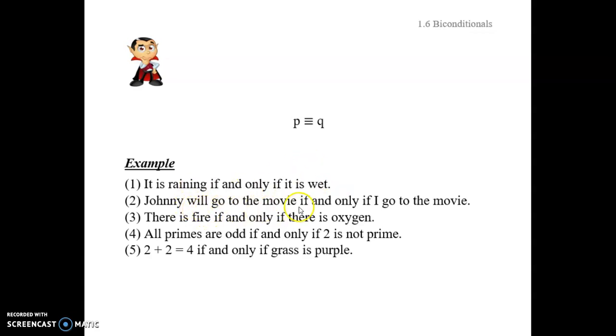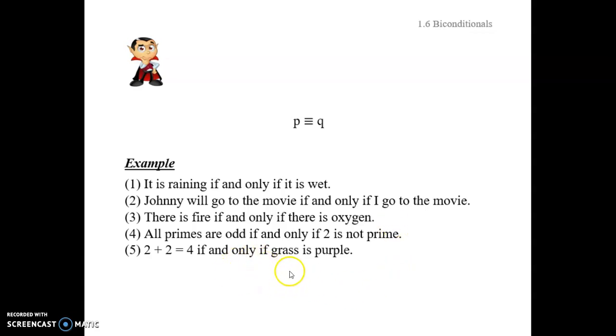Johnny will go to the movie if and only if I go to the movie. It's hard to tell whether that's true or false because we don't know anything about you or Johnny and what arrangements you may have made with one another, but this is nonetheless an example of a biconditional, and notice it has the if and only if. There is fire if and only if there is oxygen. This is a nice example. It's a biconditional, with the left side "there is fire" and the right side "there is oxygen," but it is indeed false. You can have oxygen without fire. I'll be getting into that shortly.